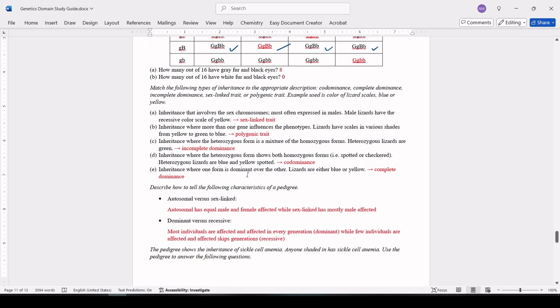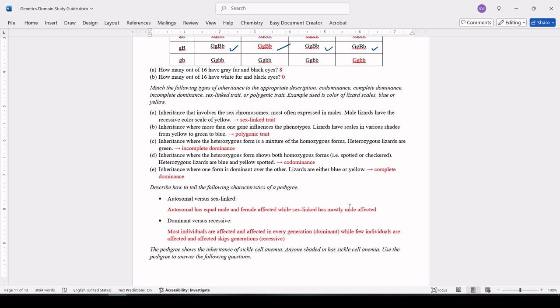For the different inheritance, there were 5 types we talked about. Sex-linked is common in males. They are going to be recessive. Polygenic, poly means many, genic means gene, many genes. The way this is going to show up is it's going to have every shade. So the example we're using is blue or yellow scales in lizards. So you would have all sorts of the shades starting with yellow, going into green, going into blue. That's polygenic. Think height, skin tone, hair color, eye color, things like that.